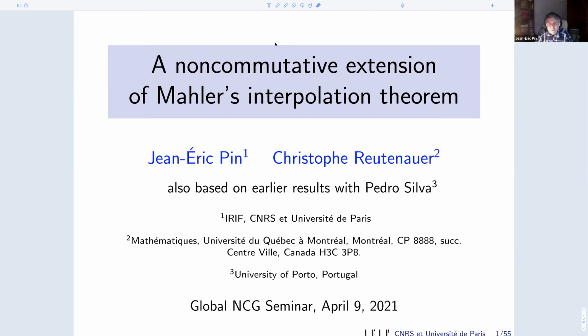First of all, thank you very much for inviting me to this seminar. I have to say this is not that much geometric, but as far as non-commutativity is concerned, it would be difficult to be more non-commutative than this lecture. So this is a joint work with Christoph Reutenauer, who is supposed to assist me just if I said something wrong. And it's also based on earlier results with Pedro Silva from the University of Porto in Portugal.